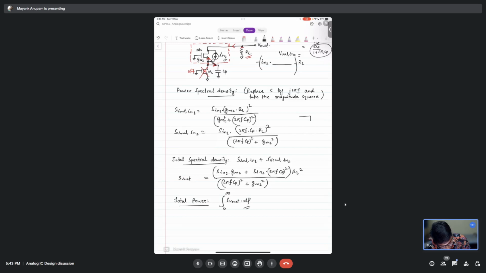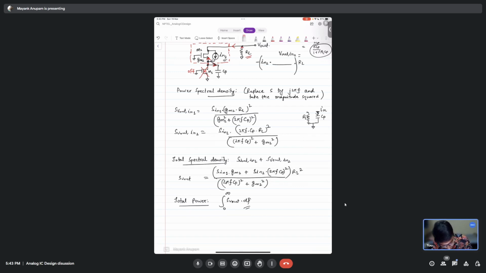There is a ground here. Let's say you have RL here, and then there is a CP here, and we have put a ground here. So what will be the current flowing through here? If there's a current IN flowing through here, what will be the voltage here? It will be IN divided by SCP, right? It will not be IN divided by SCP plus anything else, right? It will be IN divided by SCP.